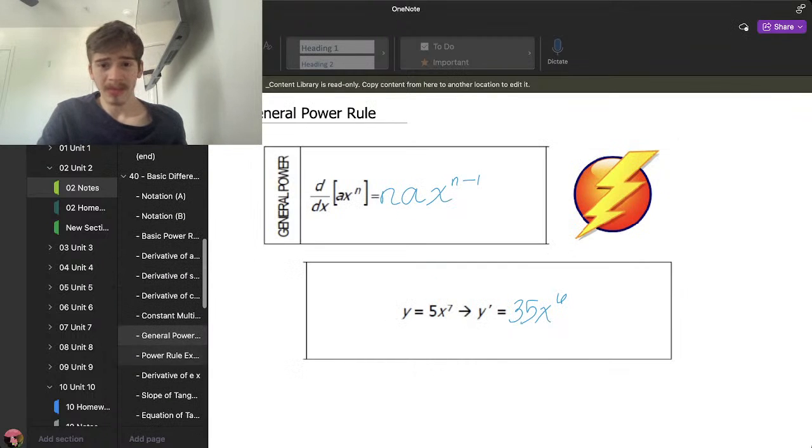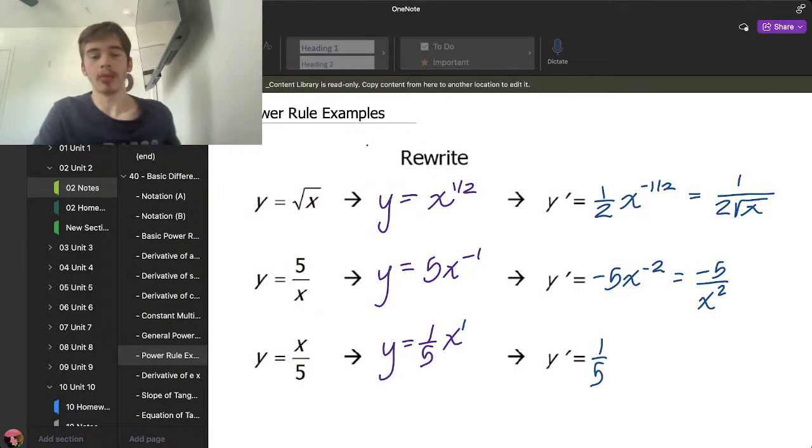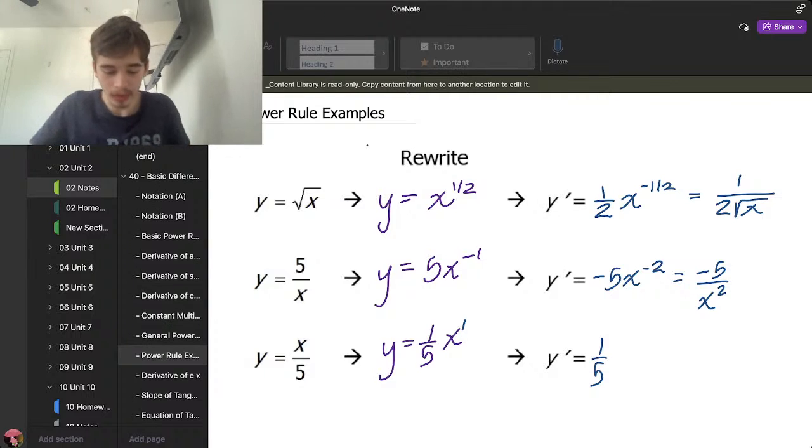General power: bring the constant forward, and then just do the power rule that we already covered. This is just the ones with weird exponents. So 1/2 drops down, 1/2 minus 1 is negative 1/2, so it becomes 1/2 times x to the negative 1/2, or 1 over 2 square root of x.